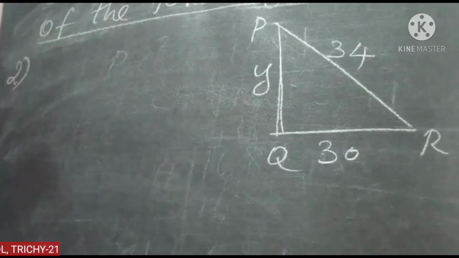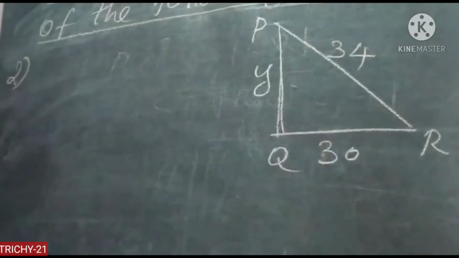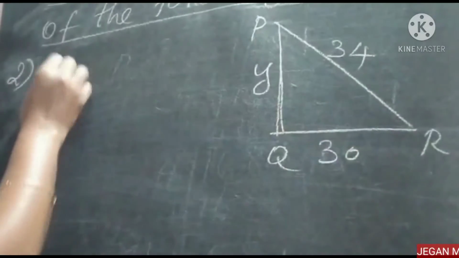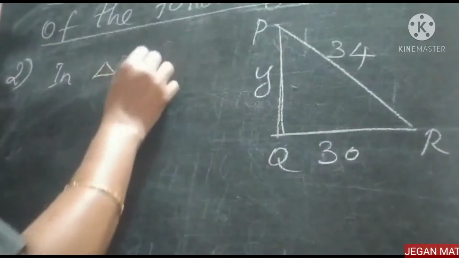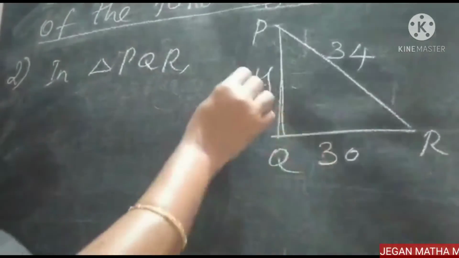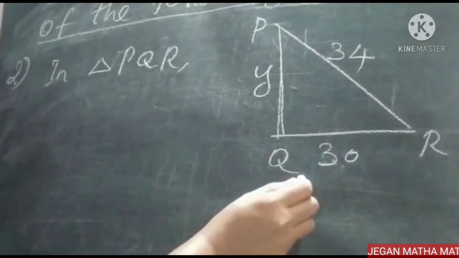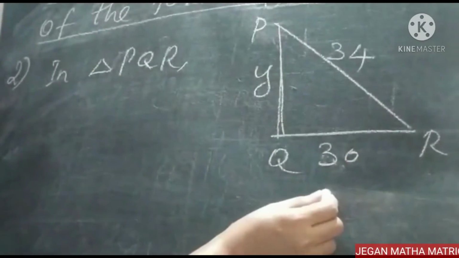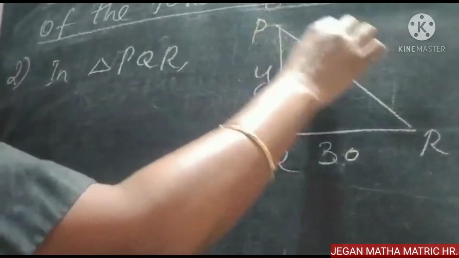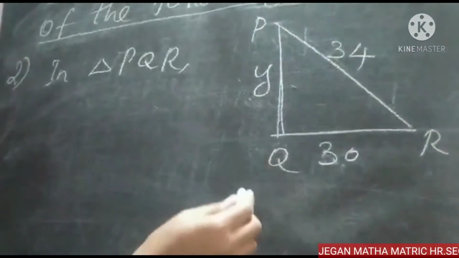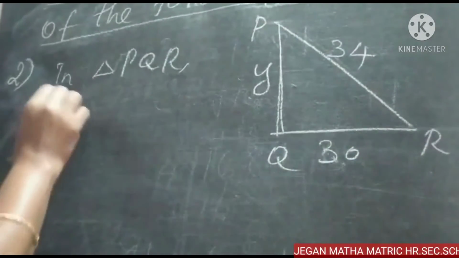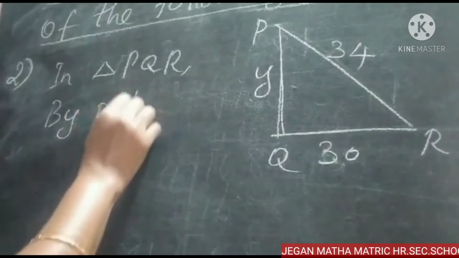Now let us see the second sum. See the given shape, the triangle PQR. In triangle PQR, we can apply the Pythagoras theorem. What is that? The sum of the squares of these two sides, the base and the height, equal to the square of the hypotenuse. That is the Pythagoras theorem. So PQ squared plus QR squared, by Pythagoras theorem.